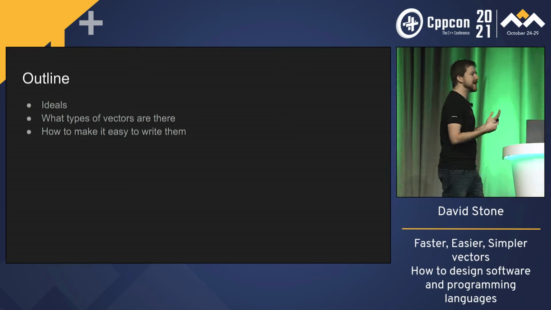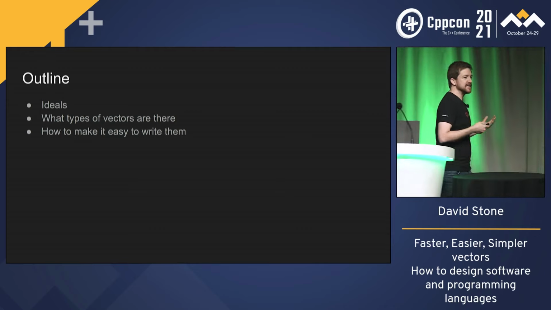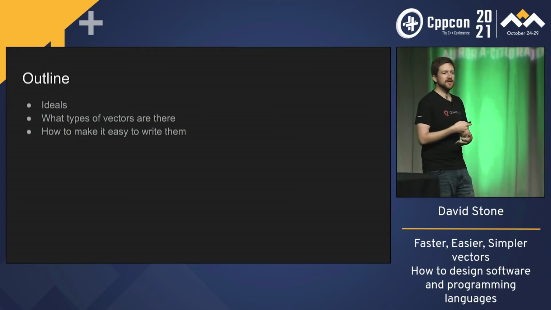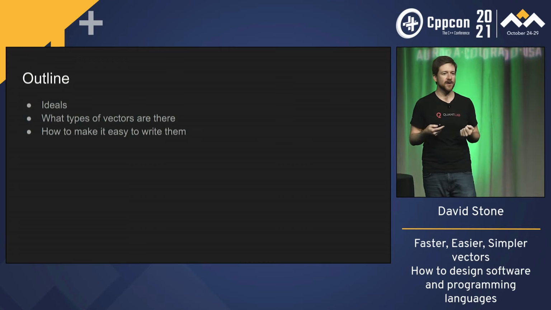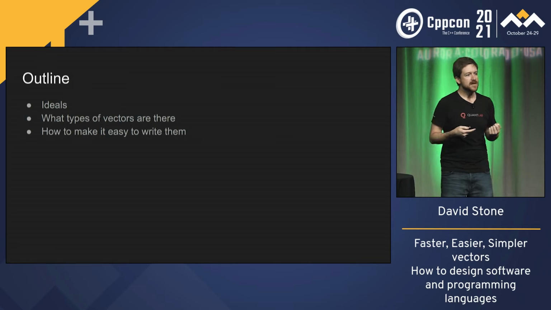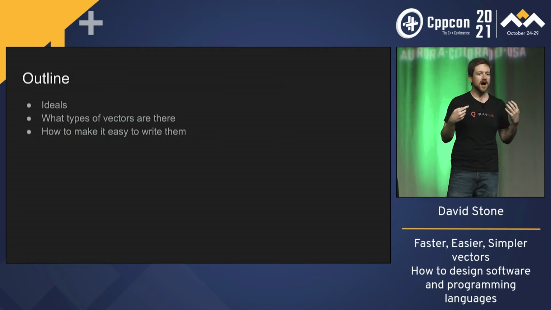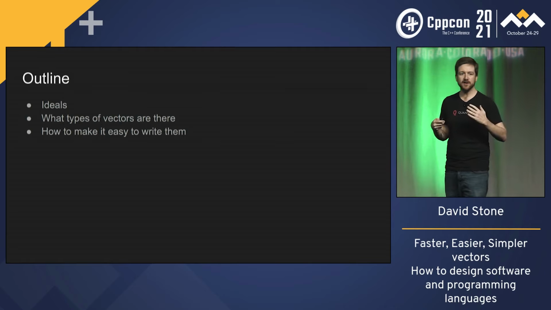And then we want to look at how to make it easy to write them. Because it doesn't help us if there's a whole bunch of different types of vectors and nobody can write any of them. Because then the only ones we can use are the ones that other people wrote for us. It doesn't help if writing them costs a lot, because then we get that super linear growth.